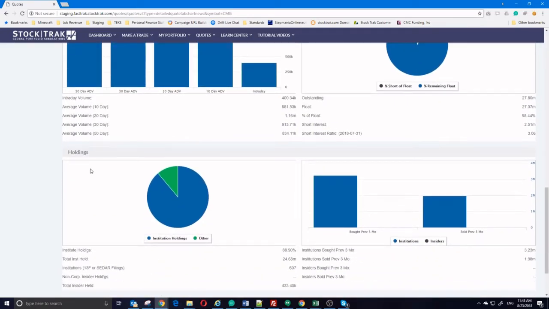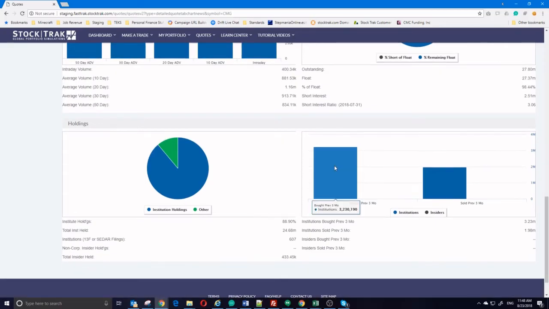You can also see who is holding this stock. So institutional holdings is things like investment banks, while other includes basically normal individual investors. You can also even see what the institutional investors have been doing with this stock. So you can see they've been buying it a lot over the last 3 months, and not that many have been selling it over the last 3 months.